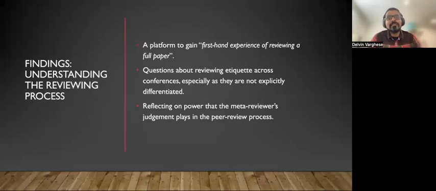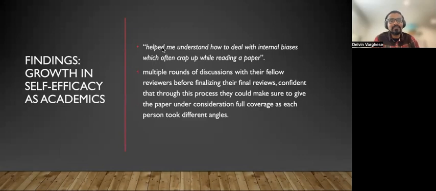We also found that many of the participants had never reviewed a paper before, because 36 of them had not. This was one of their first opportunities to gain first-hand experience of reviewing a full paper and learning about the process end to end. So they learned about the etiquettes and many of the assumptions that go into conferencing communities like Compass and others, which are unspoken but are learned over time. So this was a fast-track approach to learn many of those things.